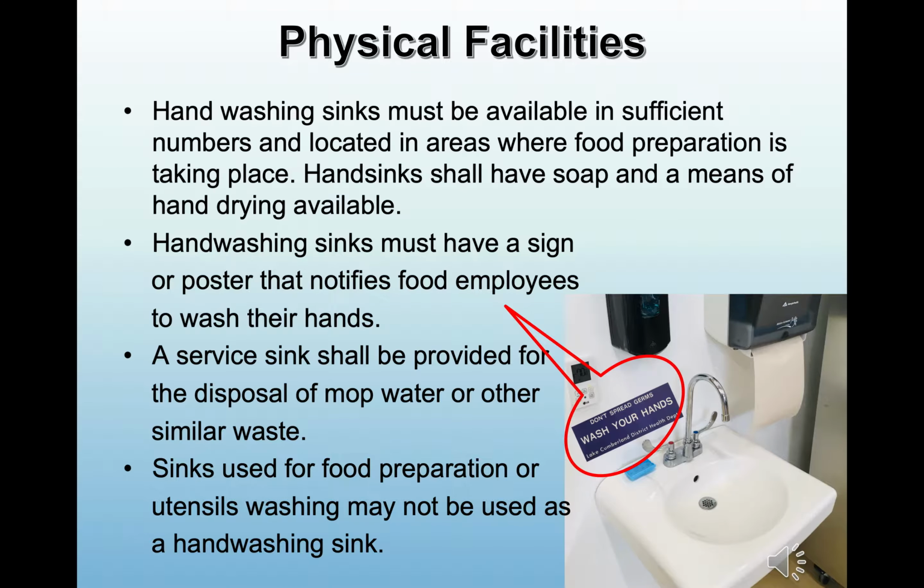In food service establishments, at least 3 types of sinks generally exist: a hand wash sink, a mop or service sink, and a 3-compartment sink. Hand washing sinks must be available in sufficient numbers and located in areas where food preparations are taking place. Hand sinks shall have soap and a means of hand drying available, and hand sinks must have a sign or poster that notifies the food employee to wash their hands.